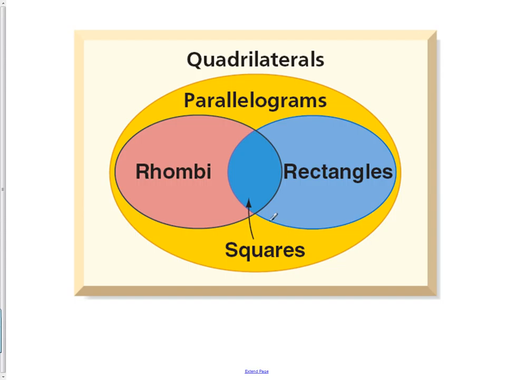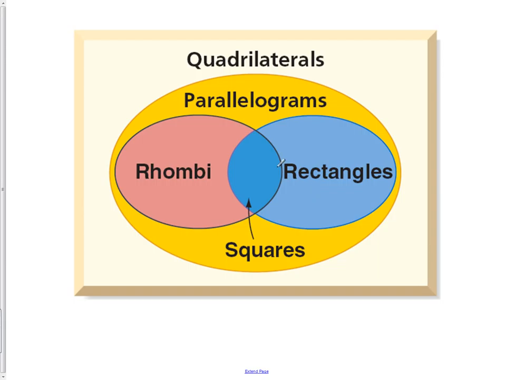We would say that a square, which is the intersection right here of the pink and blue circles, would be a rectangle because it's included in the blue oval. It's a rhombus because it's included in the pink oval, and it is also a parallelogram. So a square can be called 5 names. A square would be called a quadrilateral, a parallelogram, a rhombus, and a rectangle.